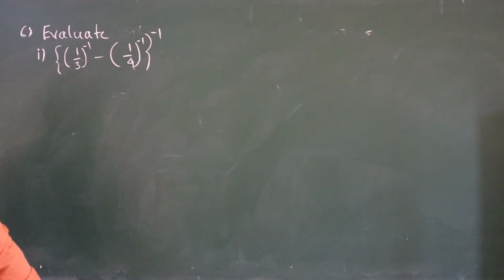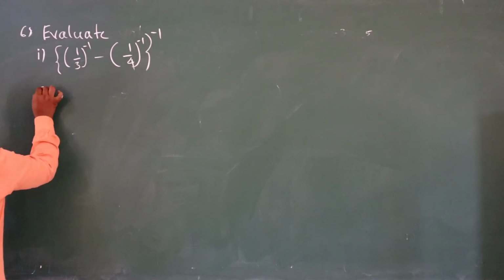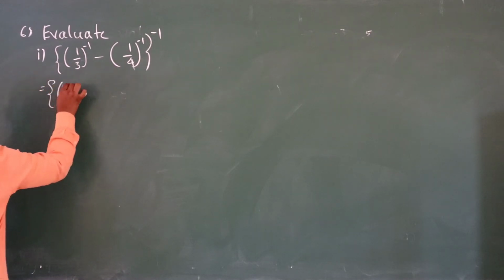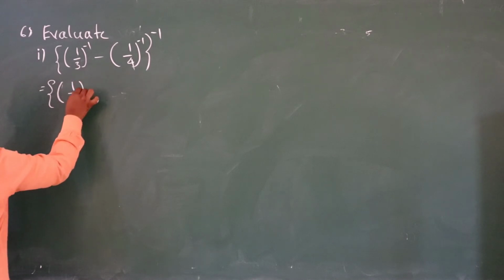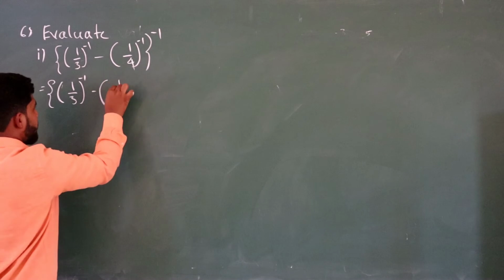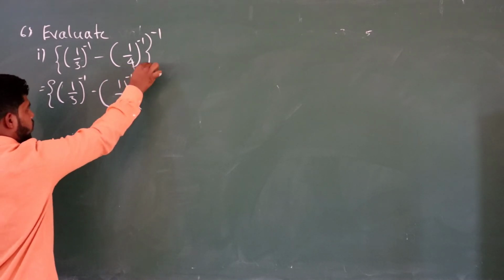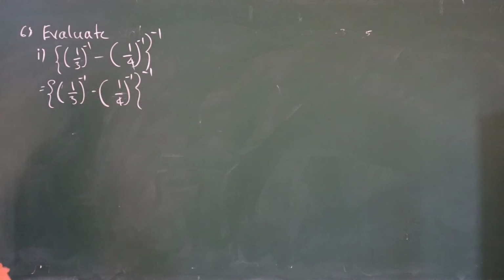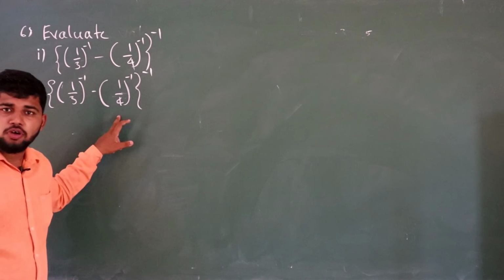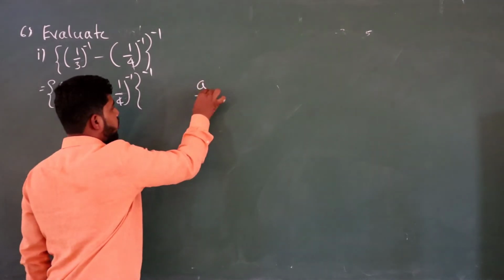Now here we can write 1 by 3 whole to the power of minus 1, minus 1 by 4 whole to the power of minus 1, whole to the power of minus 1. Now 1 by 3 whole to the power of minus 1 and 1 by 4 whole to the power of minus 1 are in the form of a by b whole to the power of m.